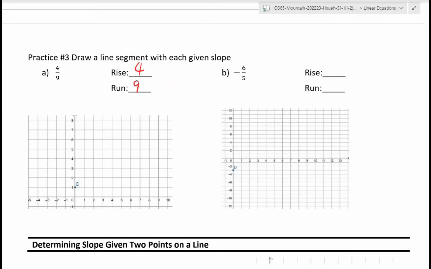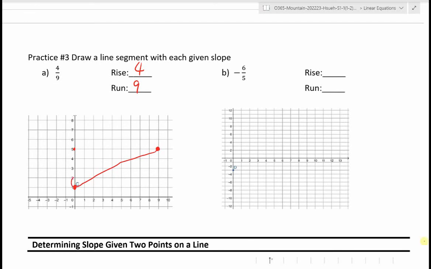Okay, so the rise is 4, the run is 9. So start from 1. We know if we go 4 up, we're going to end up with a 5. And I start with an x value of 0. If the run is 9, I know I'm going to end up right here. So there's my final point. Final destination right there.